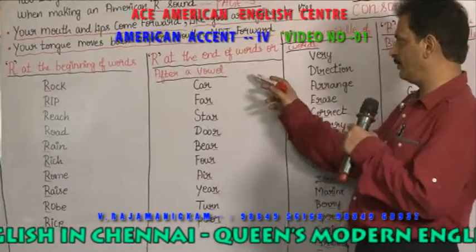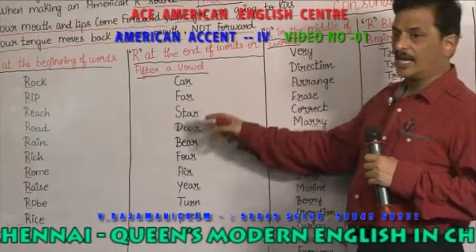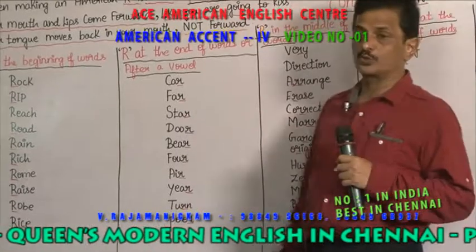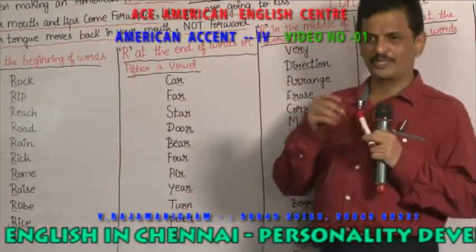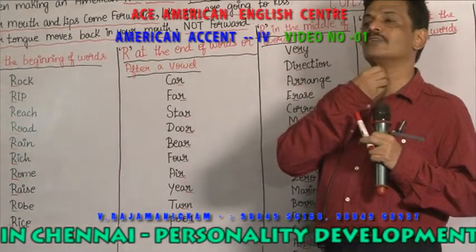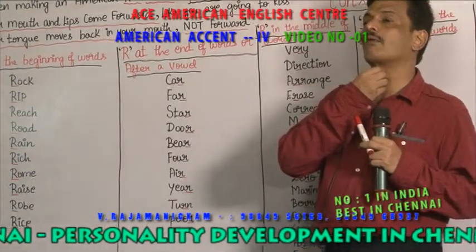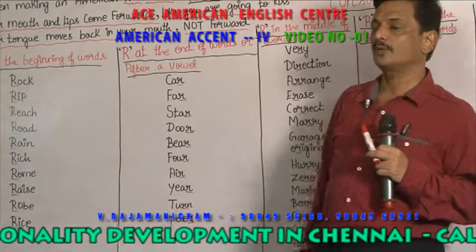R at the end of the words comes after a vowel. After a vowel, R comes. What happens? R is a voiced consonant. What do you mean by voiced consonant? The throat vibrates when you say R. R, right? The throat vibrates.